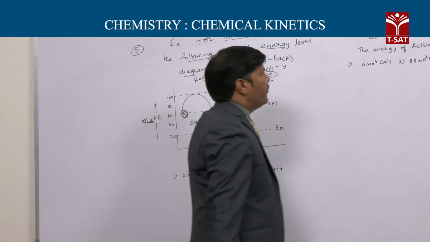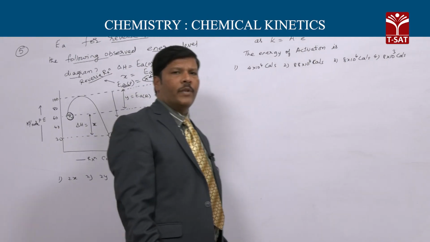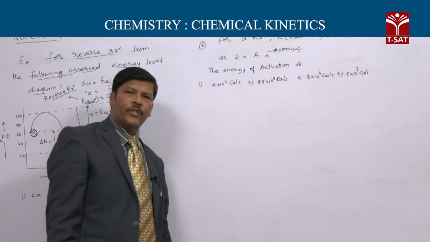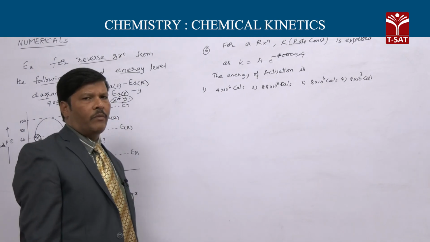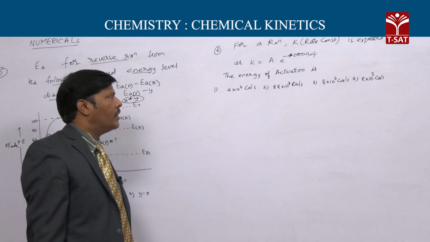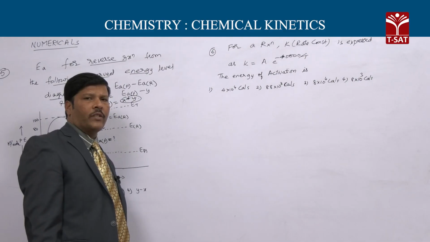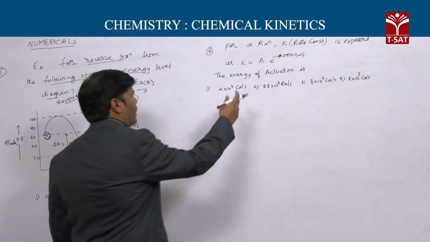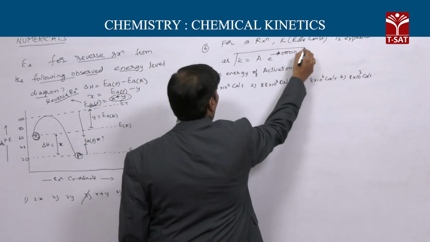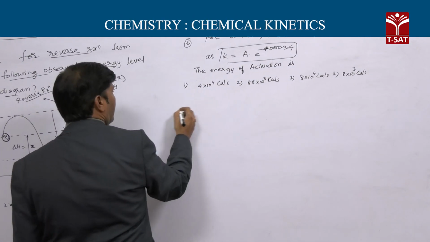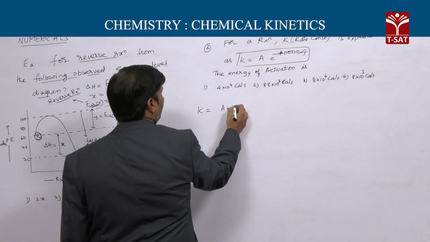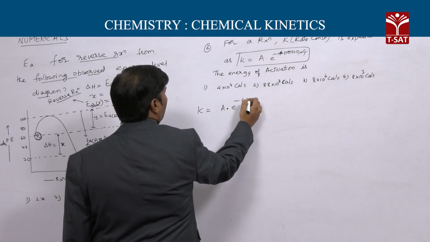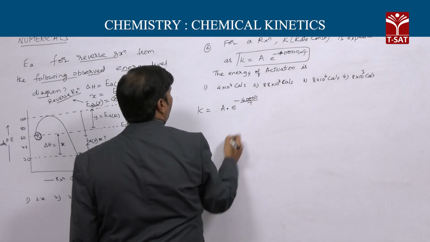Now look at this, this is something interesting. Again, this problem is based on the Arrhenius equation, the temperature dependence of the rate of reaction. The Arrhenius equation is given by, look at this formula, the rate constant is equal to the Arrhenius constant into the exponential of minus 40,000 divided by temperature.